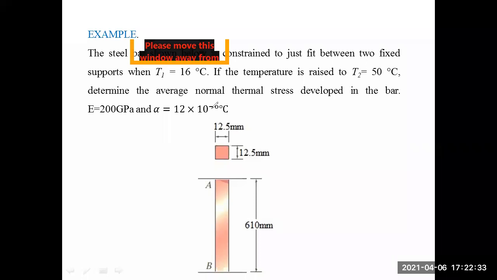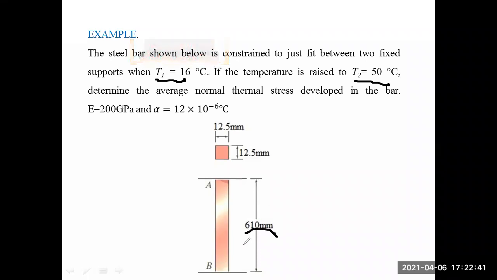But now we have a change in temperature. That means when the temperature was 16 degrees Celsius, the element was at this length, 610 millimeter. This is the original length of the element.